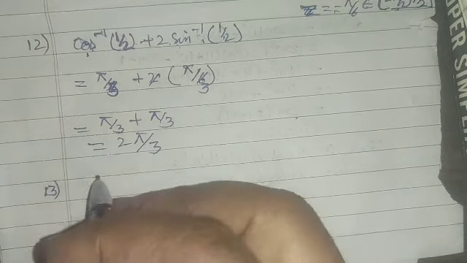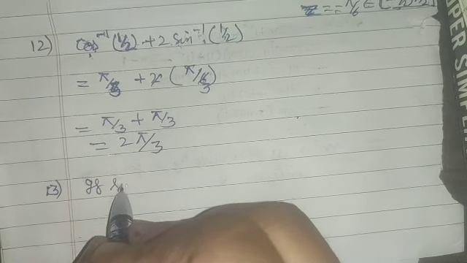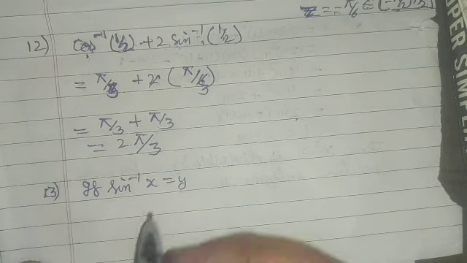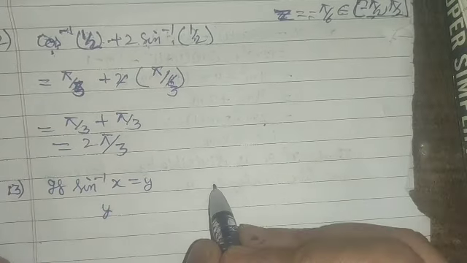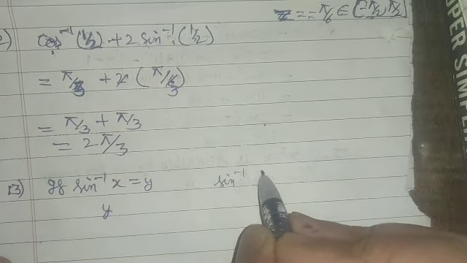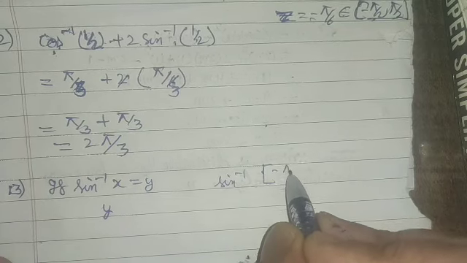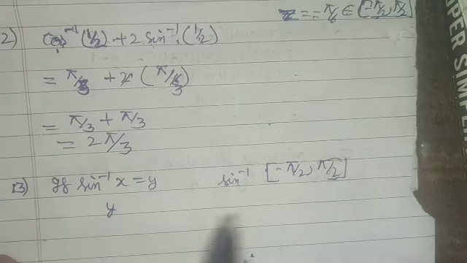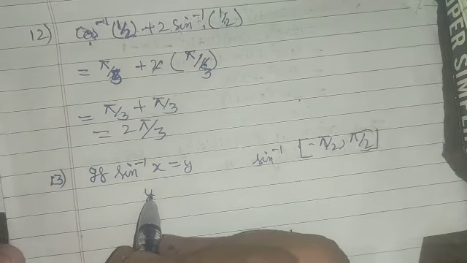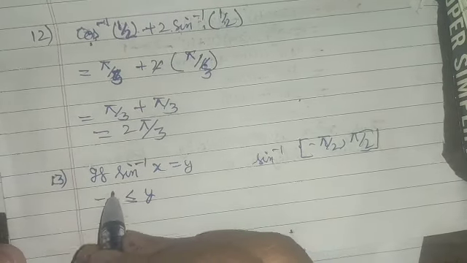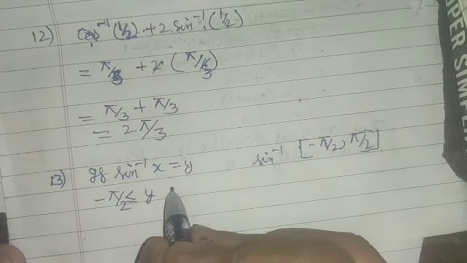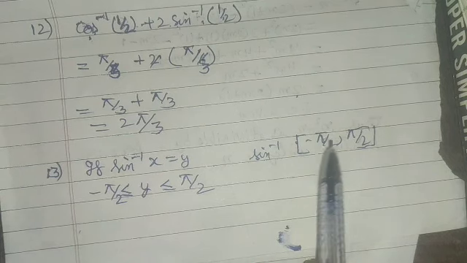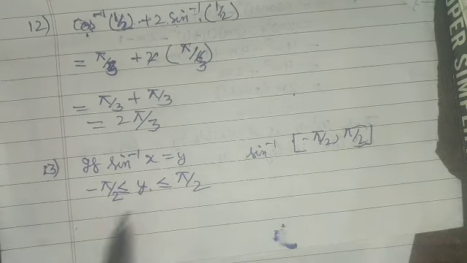Now after this, question number 13. Question number 13 was, if sine inverse x equal to y, then you have to find the value of y. You know that for sine inverse the principal value range is from minus pi by 2 to pi by 2. Therefore we can say that the value of y will be from minus pi by 2 to pi by 2. Now close bracket means these two values are included in it.